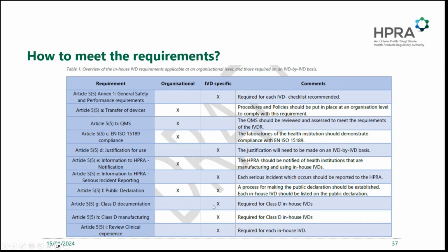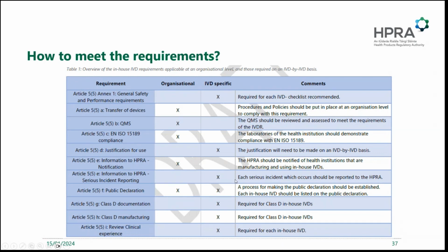And then moving over to the second column, this is really where you're looking at what needs to be done for each in-house IVD that we're making. So you'll need to do a check to make sure you're meeting the general safety and performance requirements, and the likes of a checklist or a similar tool could be useful in that regard. In 2028, when that justification needs to be made, you'll need to consider on an in-house IVD by IVD basis what that justification looks like.